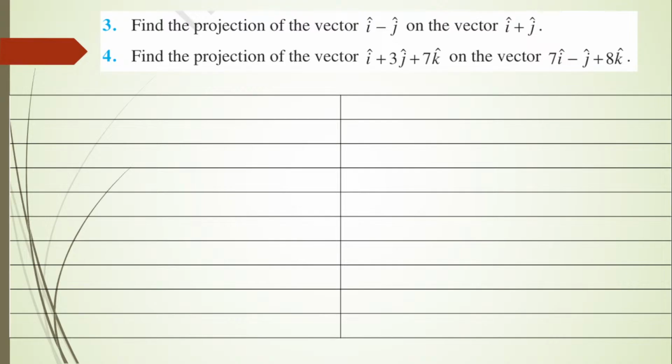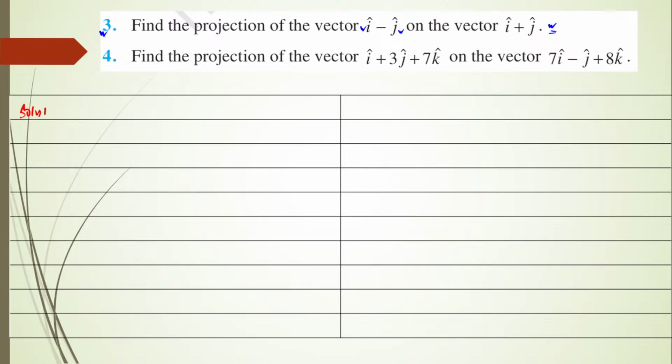This is question number 3. Question number 3 asks us to find the projection of the vector unit vector i minus unit vector j on the vector unit vector i plus unit vector j. Let's identify here, this is the value of vector A and this is the value of the line or directed line. Let's see the solution.